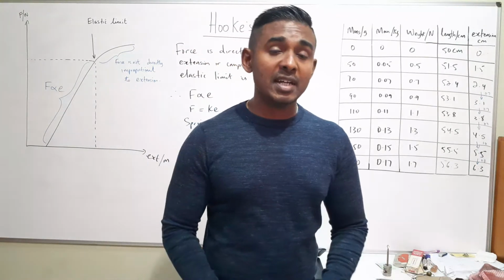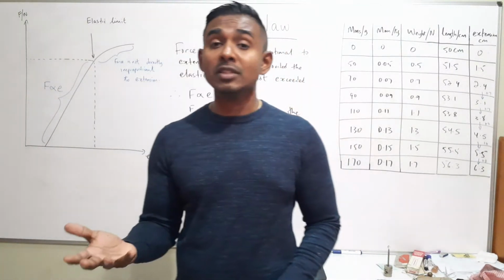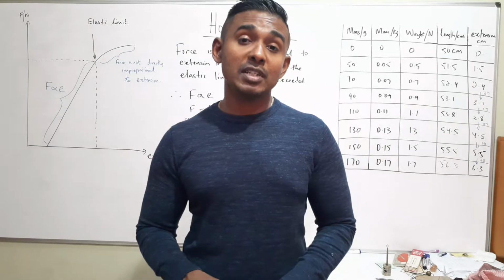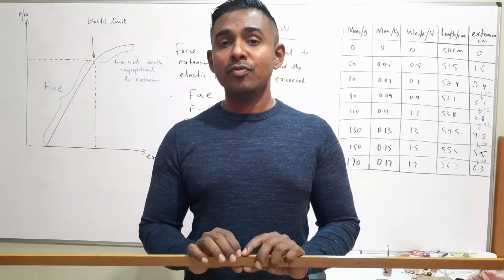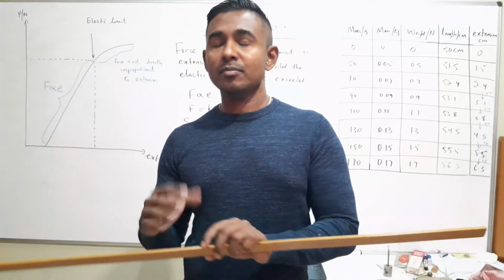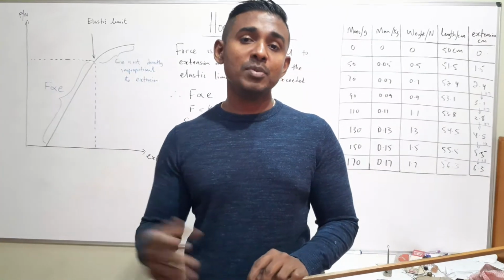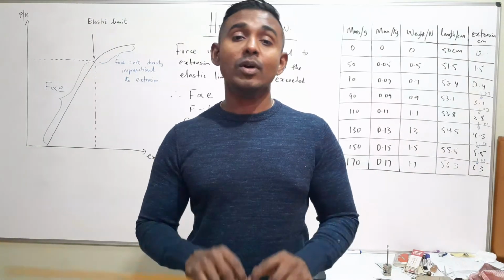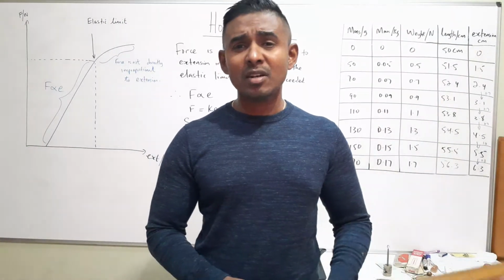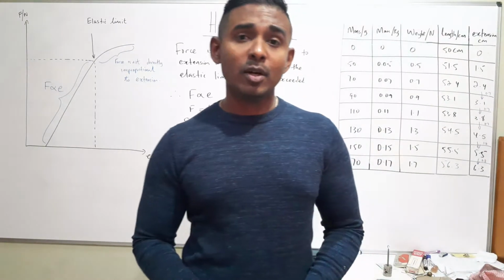Whereas if we had a spring with a spring constant of 400 newtons per centimeter, it will have to be loaded with 400 newtons for it to extend 1 centimeter. So the larger the spring constant, the stiffer the spring will be.